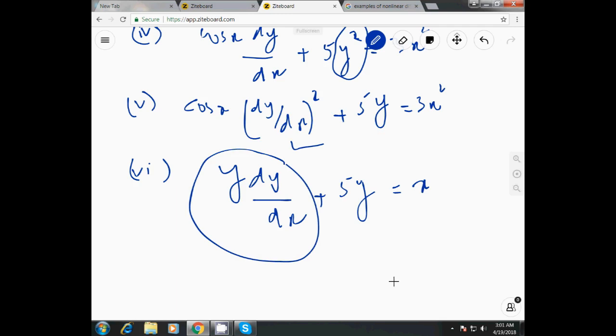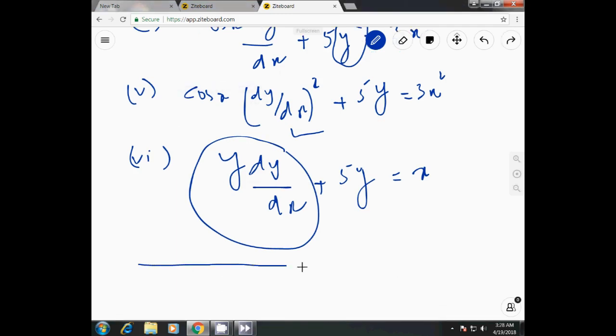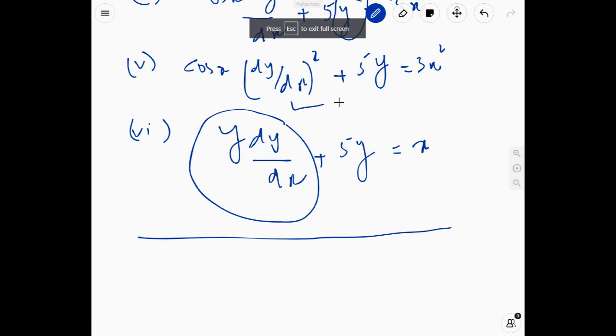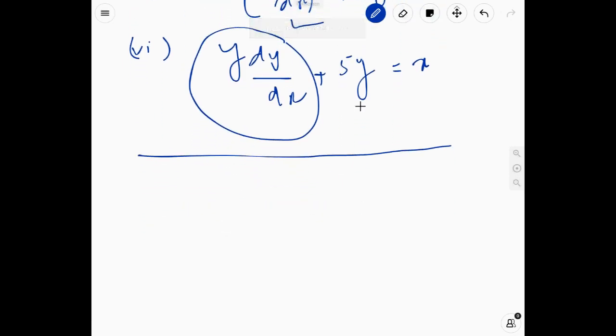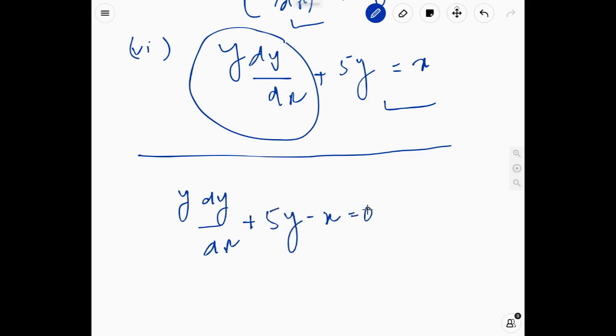So hopefully you may have understood the linearity of the differential equation. In this chapter we are going to deal with the first order differential equations. So let me make a general form for the first order differential equations. Example number 6 is the nonlinear first order differential equation, and this equation can be written as y dy by dx plus 5y minus x is equal to 0.